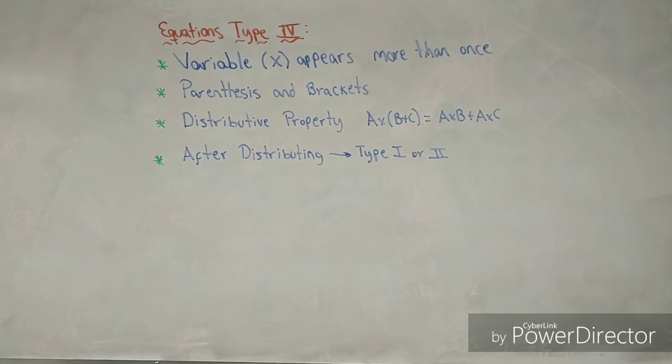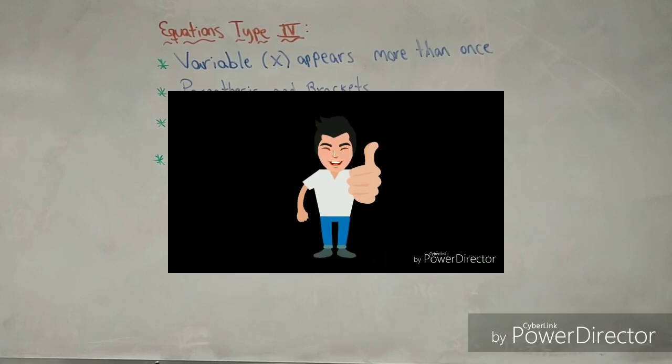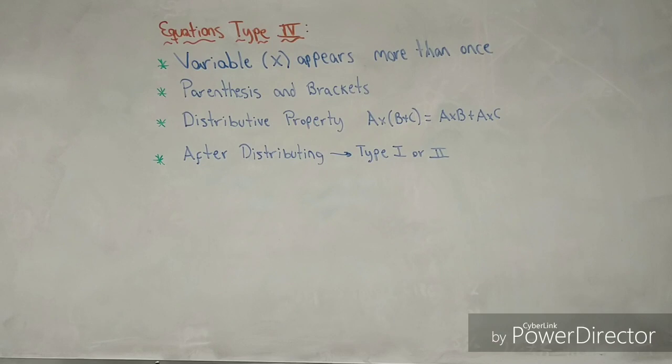And then when you distribute, after distributing, you're gonna notice that the equation becomes easier, and this is something that we learned a couple of weeks ago, and you're going to notice that it becomes a type 1 or type 2 equation. So let's do a couple examples, and we go from there.